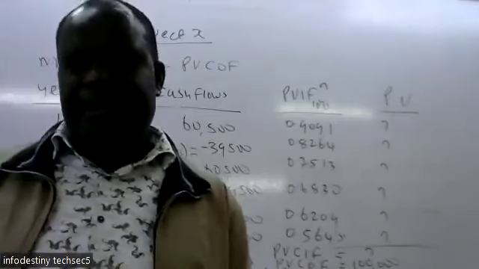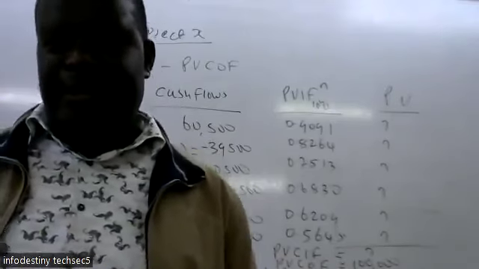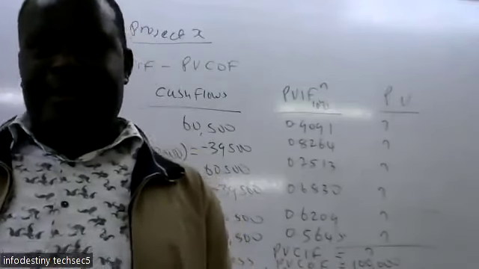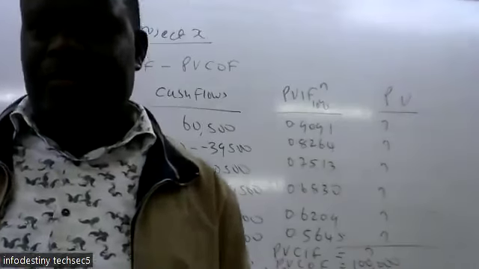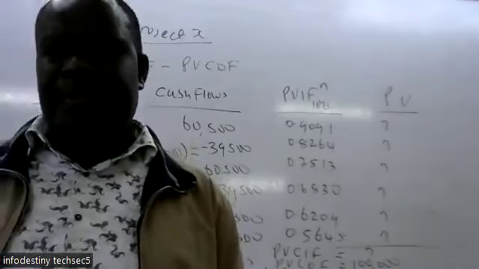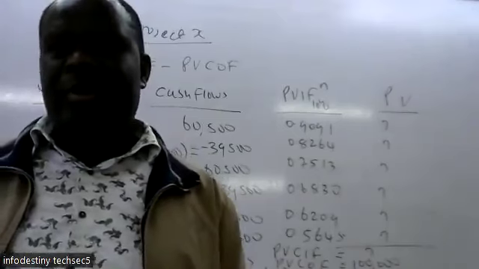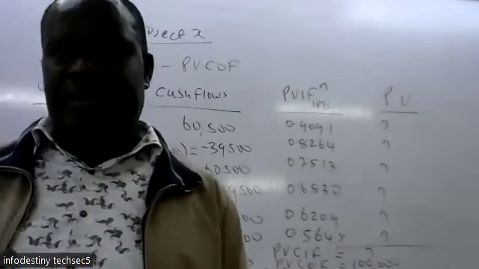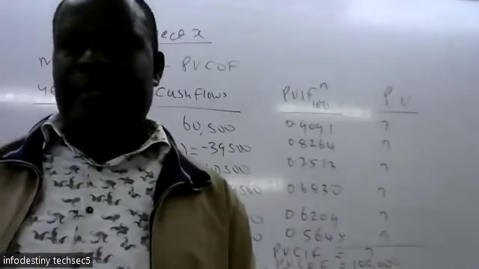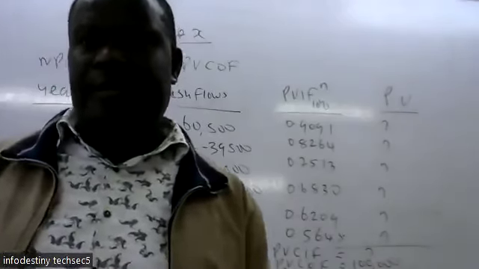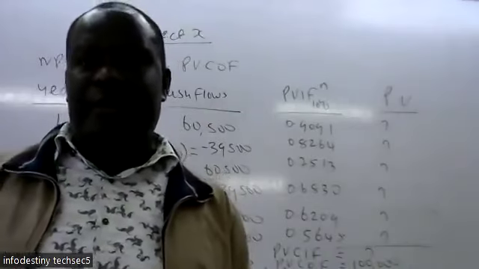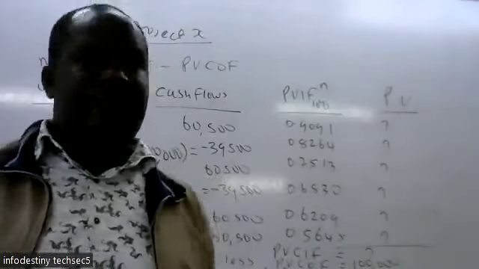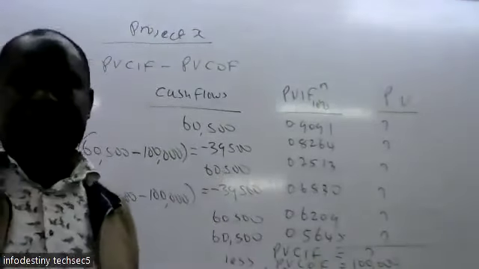So someone was asking why we are not replacing at year six. We had said that the least common multiple would be 6 years. So the common life would be 6 years. So we cannot go beyond year six. If you replace it again at the end of year six, then the machine will have 8 years as the economic life. But LCM was 6 years.